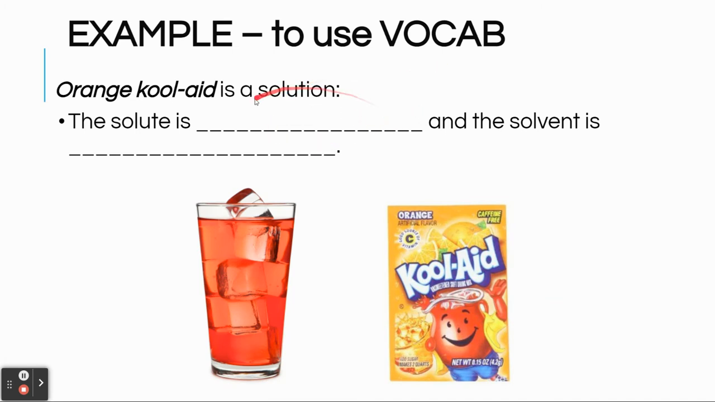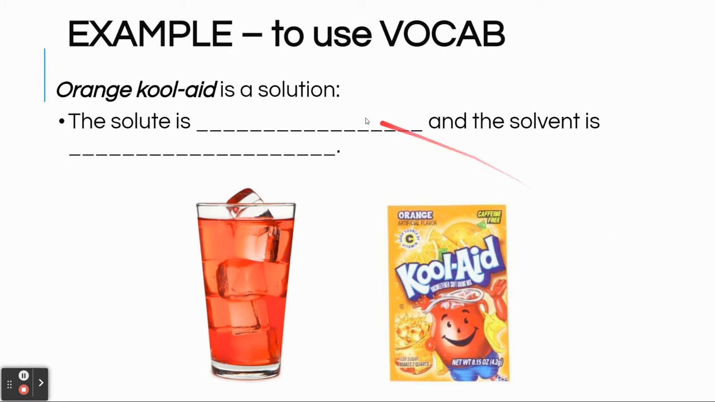So let's try a practice example here. We have orange Kool-Aid, which is a solution. Basically it's a Kool-Aid powder and then some water. So in our case, when we put the powder into the water, we make an orange Kool-Aid solution. The powder dissolves into the water.